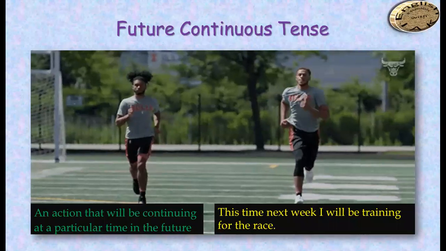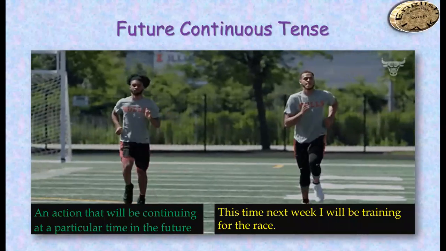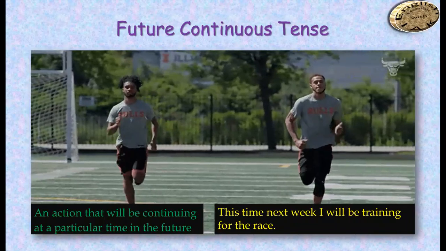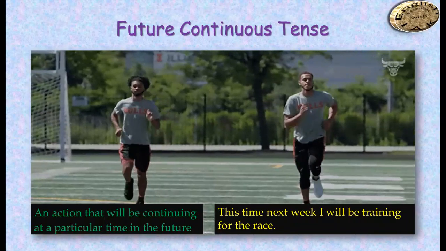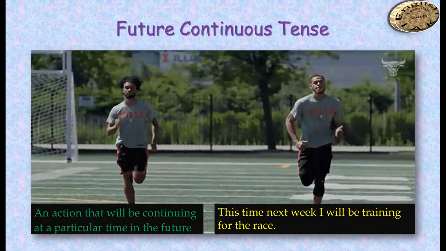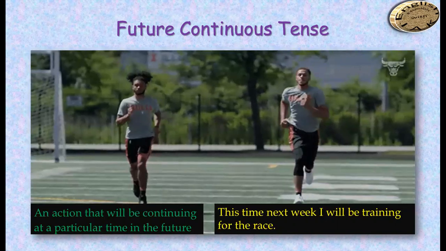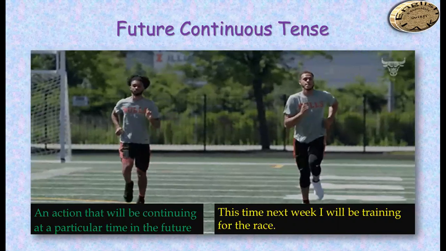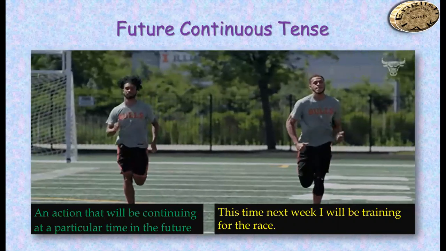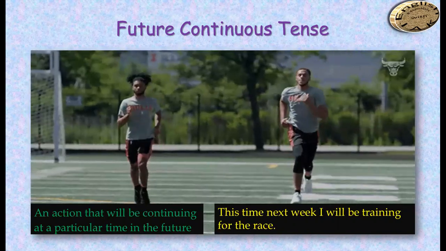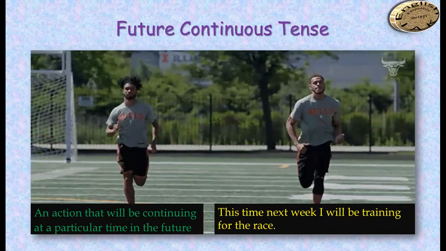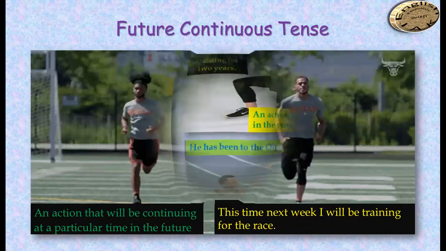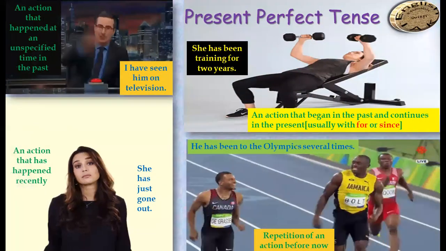Future continuous tense. An action that will be continuing at a particular time in the future. This time next week, I will be training for the race. You see? So that was future continuous tense. Now we have present perfect tense.